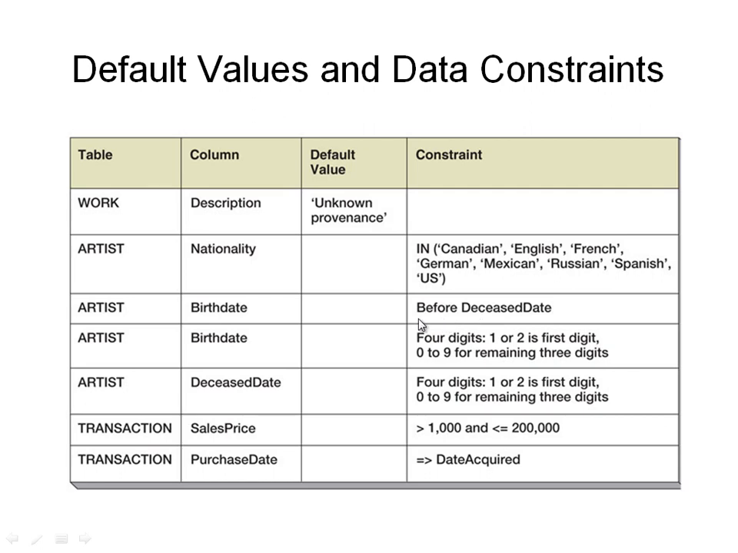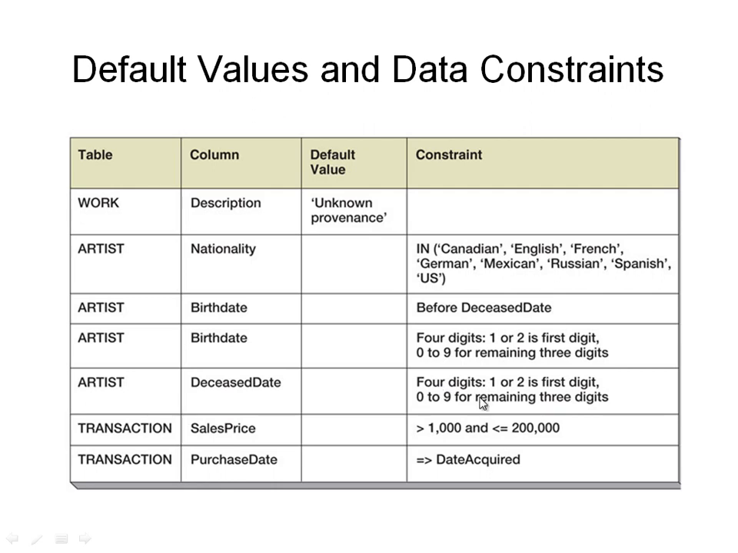Other nationalities are not allowed, so I have to put a nationality condition that it has to be in this group, and then I have to make sure that the birth date is not after the deceased date. So you cannot say that he was born in 1920 and died in 1917. Such an error will be caught if you have such a constraint. And then you need to have 4 digits for the birth date: 1 or 2 is the first digit, and then 0 to 9 for the remaining 3 digits, to make sure that you are capturing the year.